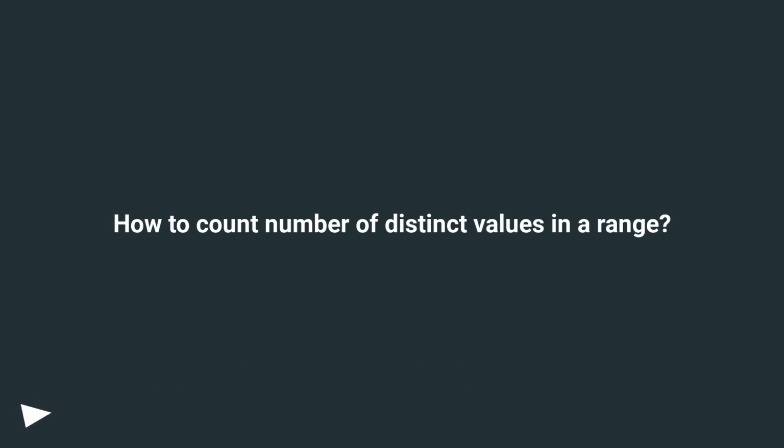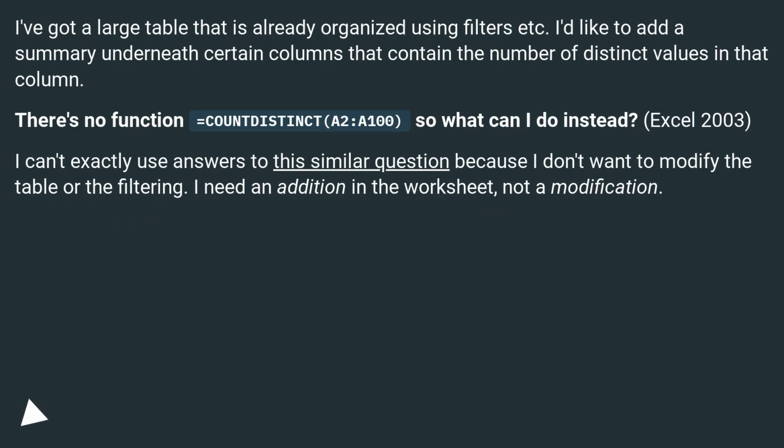How to count the number of distinct values in a range. I've got a large table that is already organized using filters, etc. I'd like to add a summary underneath certain columns that contain the number of distinct values in that column. There's no function, equals count distinct A2 column A100, so what can I do instead?